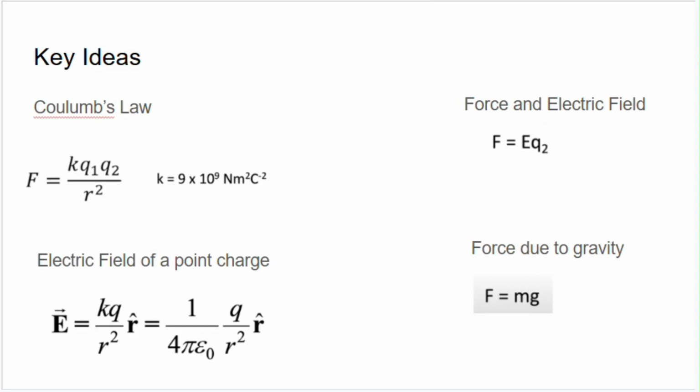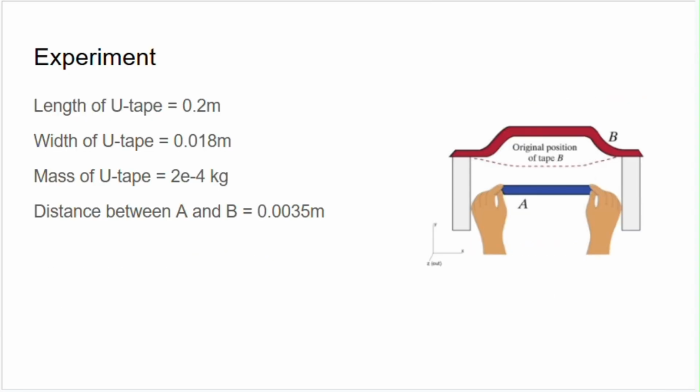Coulomb's law is one of our main key ideas, and that is force is equal to K, which is a constant, times both of the charges over distance squared. K here we use is 9 times 10 to the 9th newton meter squared per coulomb squared. Then we use the electric field of a point charge equation, which is the same K times the charge over the distance squared times r hat. Then we also used the force and electric field equation, which is force is equal to the electric field times the charge. And then we also use the force due to gravity, which is force equals mass times gravity.